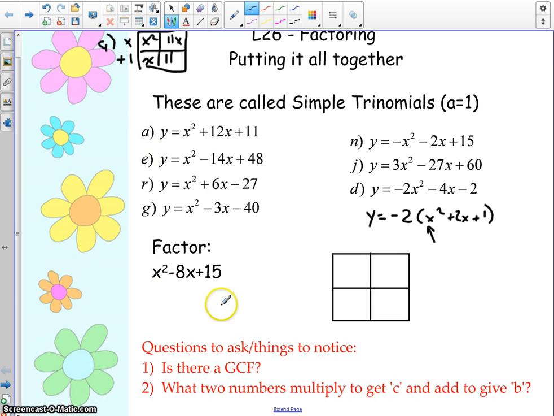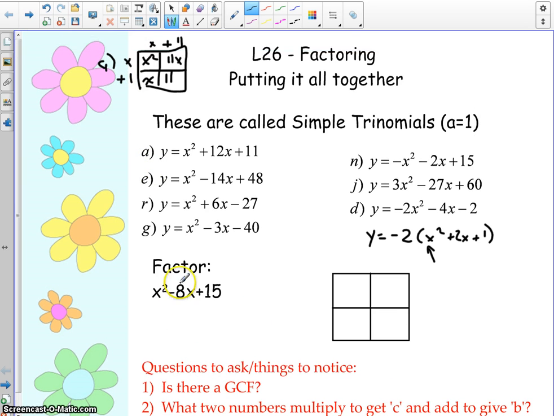Okay, so if you ever see a simple trinomial, these are relatively simple rules you can follow. The trick is, again, finding the pair of numbers that works, but you'll see it works every single time. So I'll do r with you guys just to recap. x squared plus 6x minus 27. If you throw that into an array, we get x squared and minus 27.